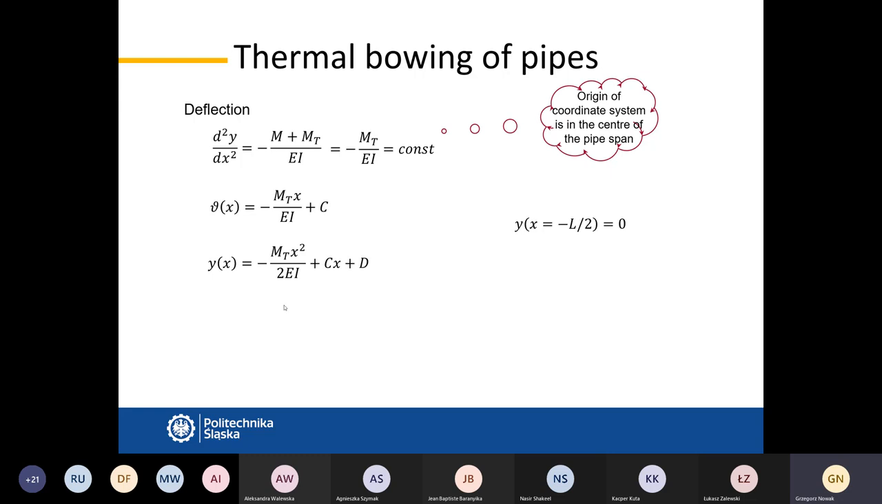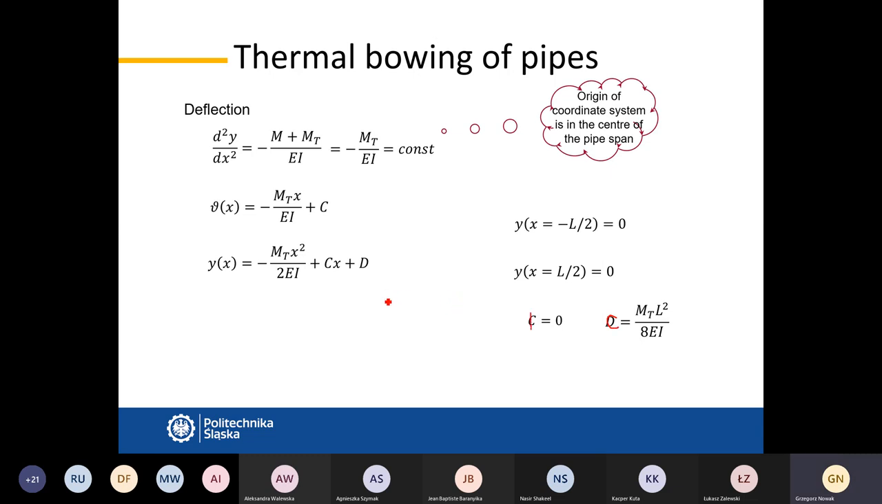So for x equal to minus half of L, we have zero deflection, and the same for the right-hand side end. For x equal to half of L, we have also zero. So if we put both of them into the equation, from the first, we know this is a mistake. Of course, it should be reversed. D is zero, and C is M_T L squared over 8EI.